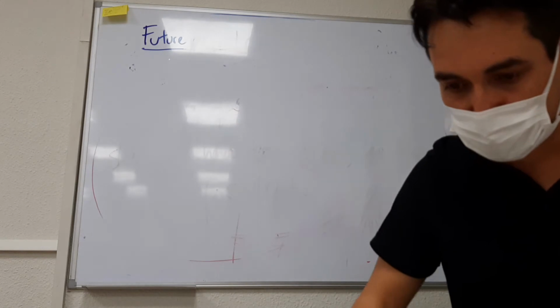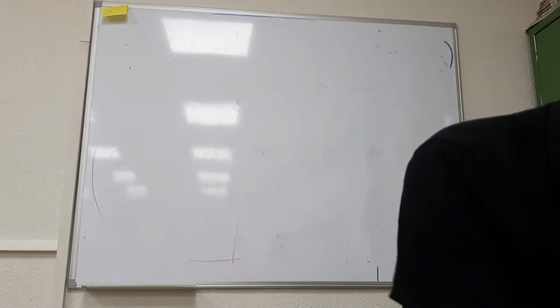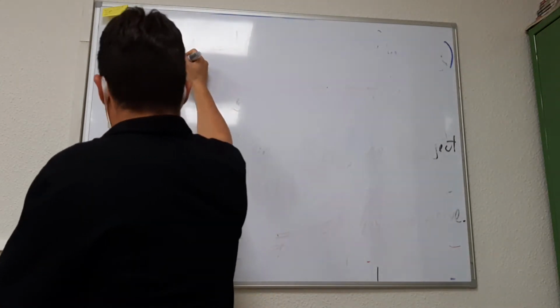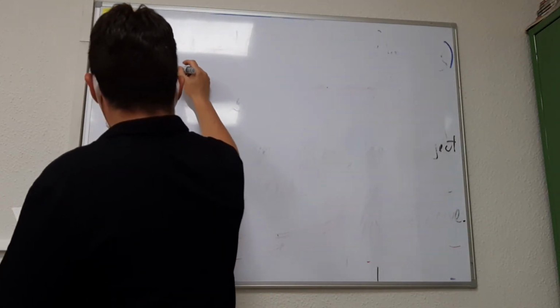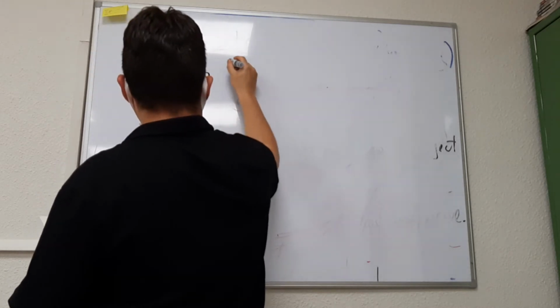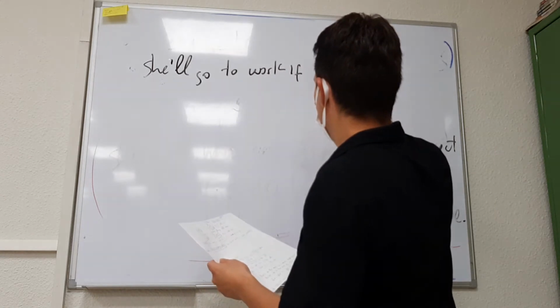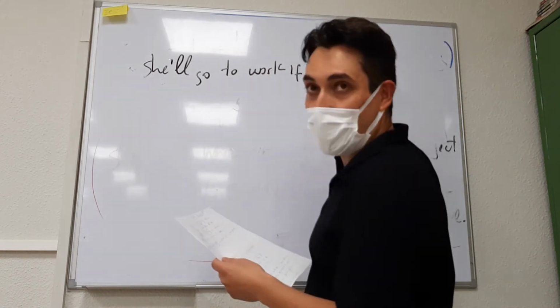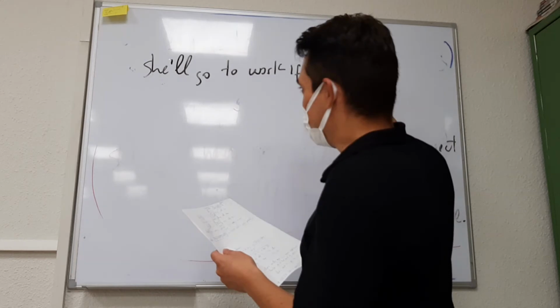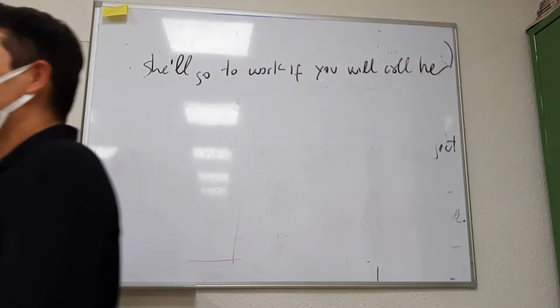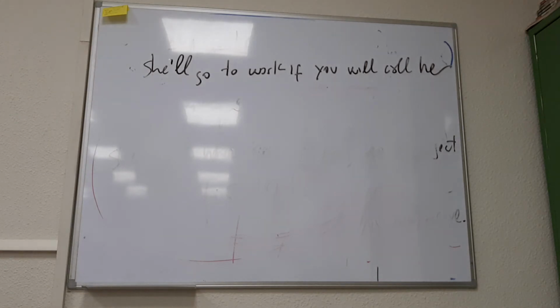What other future do we have? Okay. Have a look at this. She'll go to work if there is a mistake in this sentence. I want you to detect the mistake. There is a mistake in that sentence. Where is the mistake? You cannot use will.